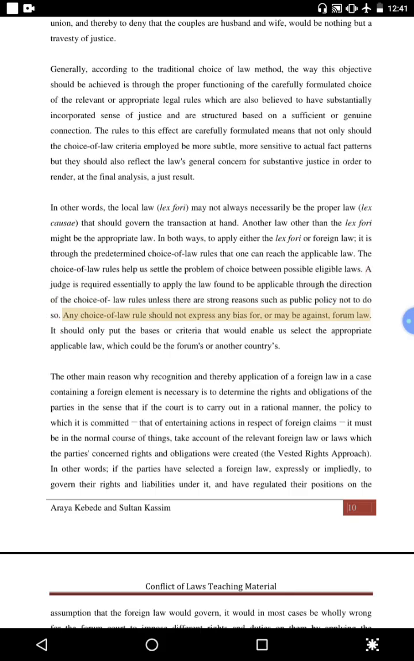Any choice of law rule should not express any bias for, or maybe against, forum law. It should only put the bases or criteria that would enable us to select the appropriate applicable law, which could be the forum's or another country's.